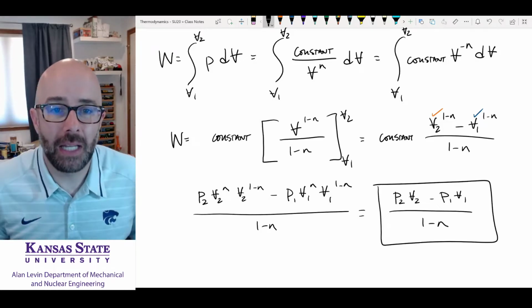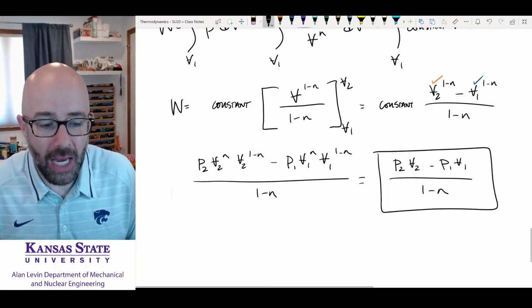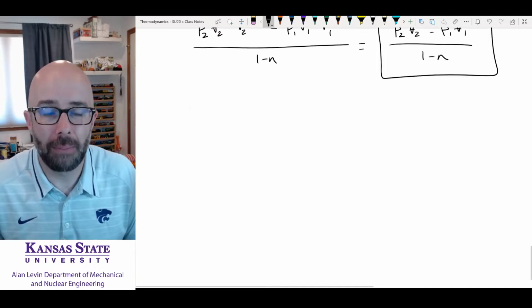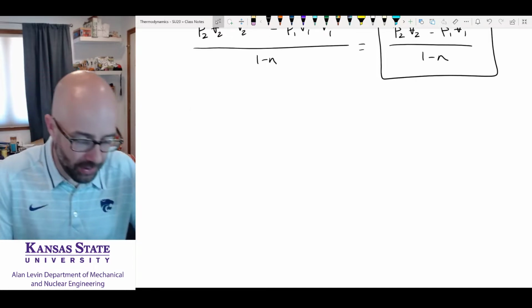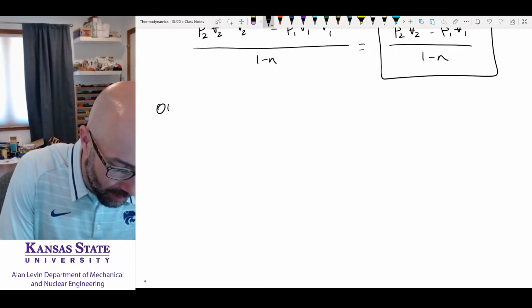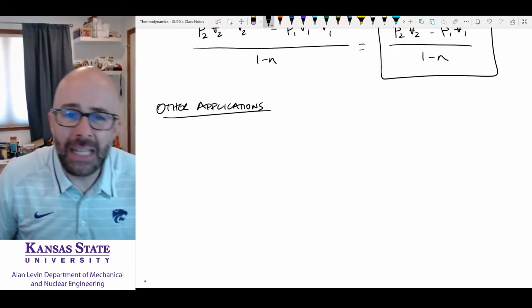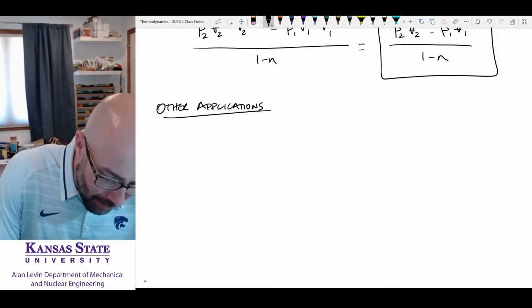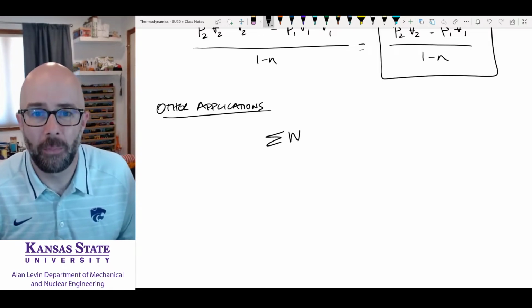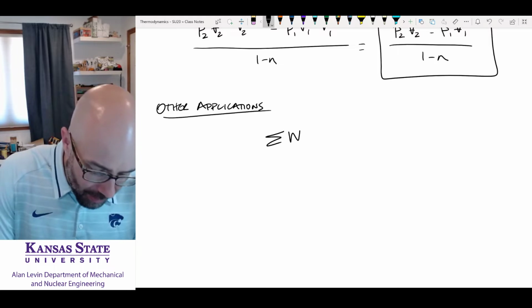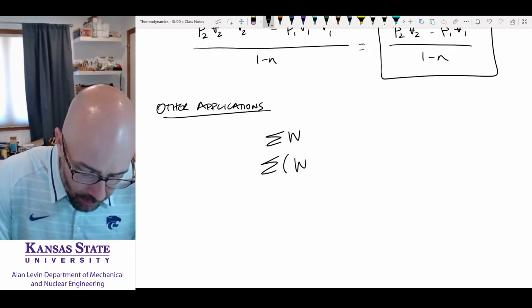The last segment that I want to work with you today is other applications of work. Mainly, we're talking about the summation of the work in a system. The summation of the work could be work boundary.